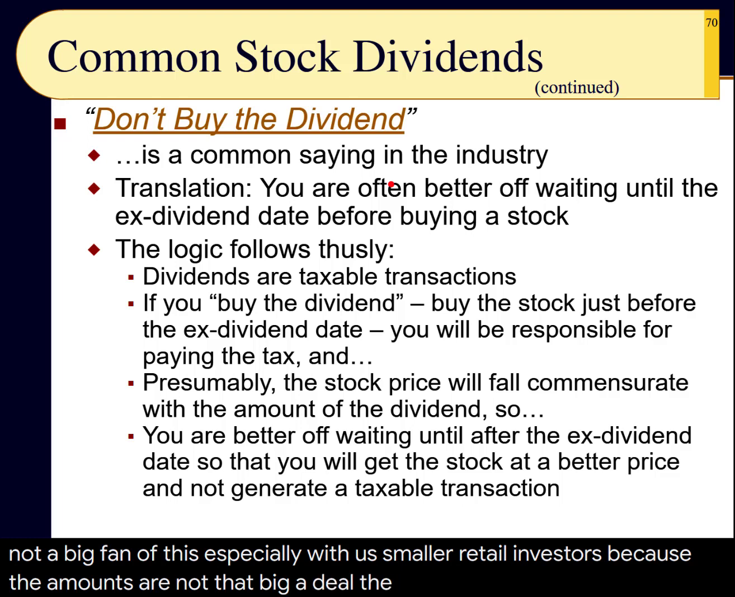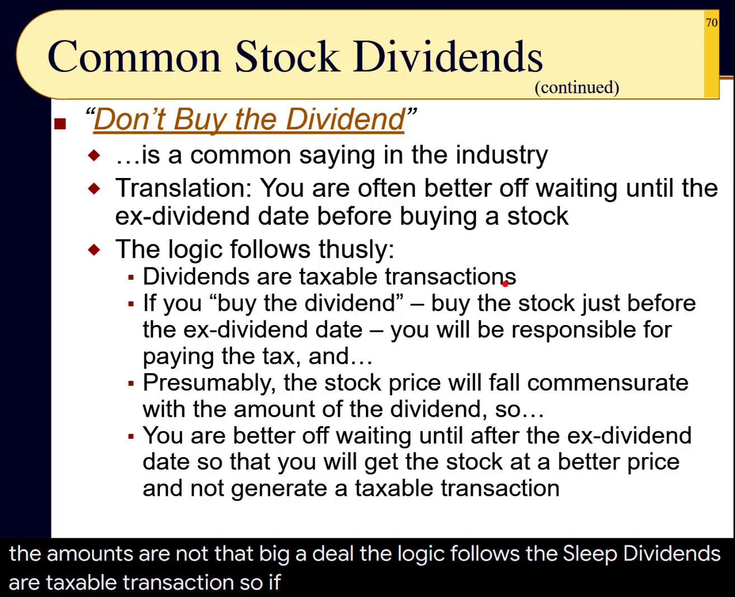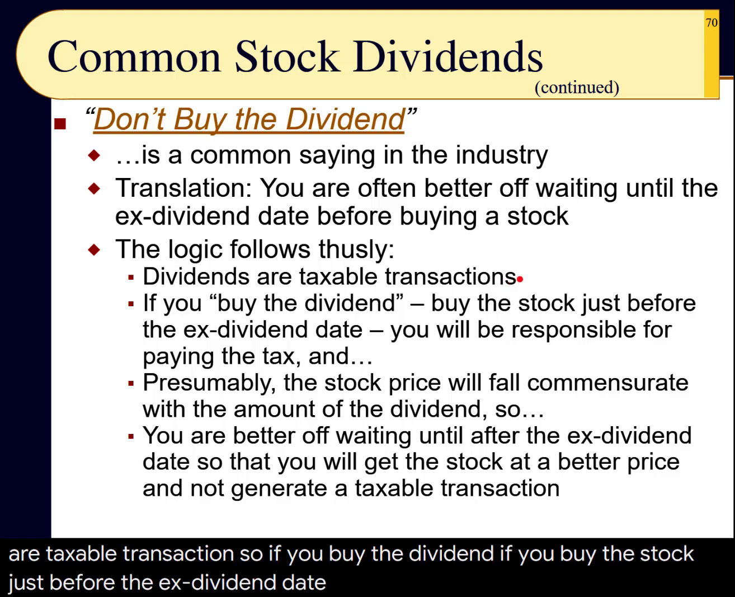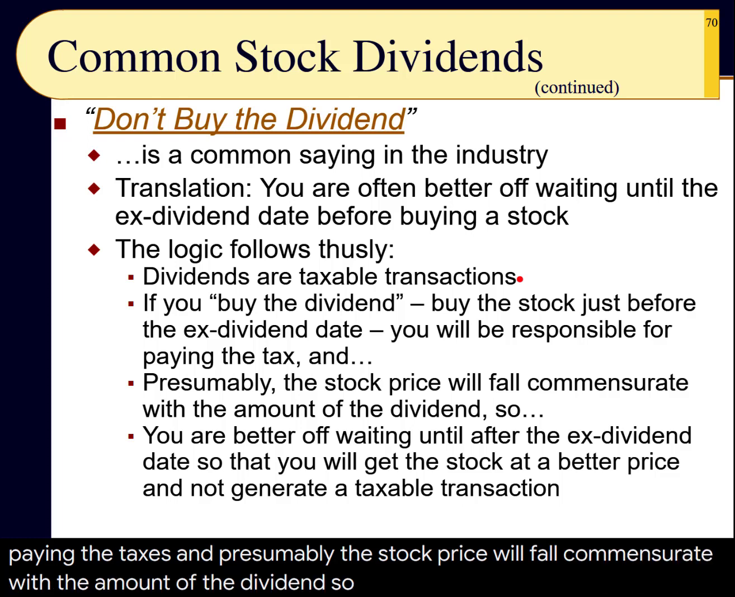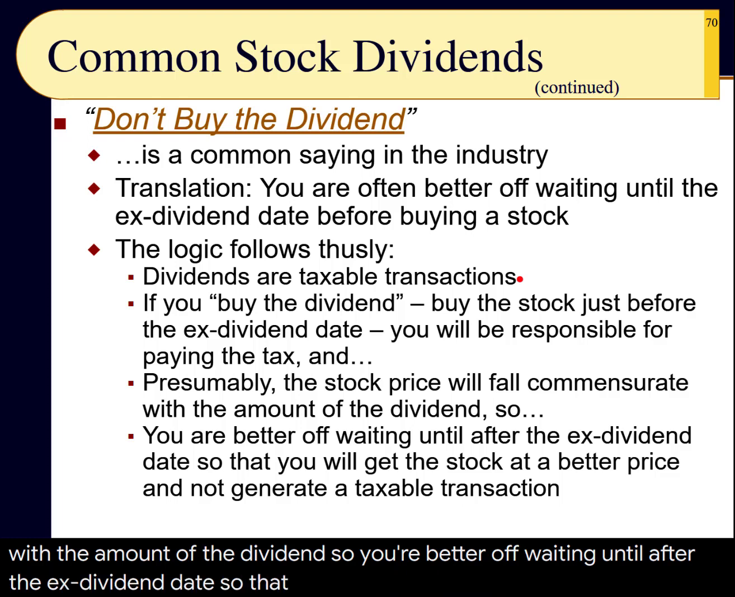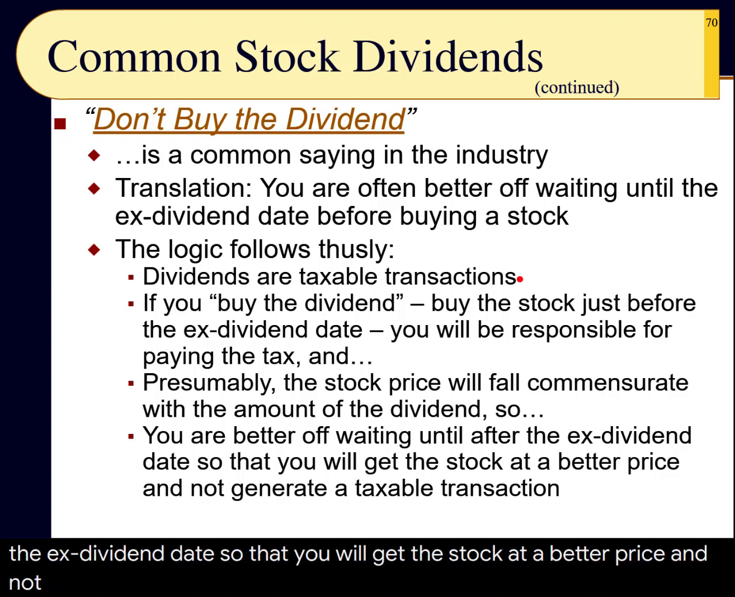The logic follows thusly. Dividends are taxable transactions. So if you buy the dividend, if you buy the stock just before the ex-dividend date, you're going to be responsible for paying the taxes. And presumably the stock price will fall commensurate with the amount of the dividend. So you're better off waiting until after the ex-dividend date so that you will get the stock at a better price and not generate a taxable transaction.